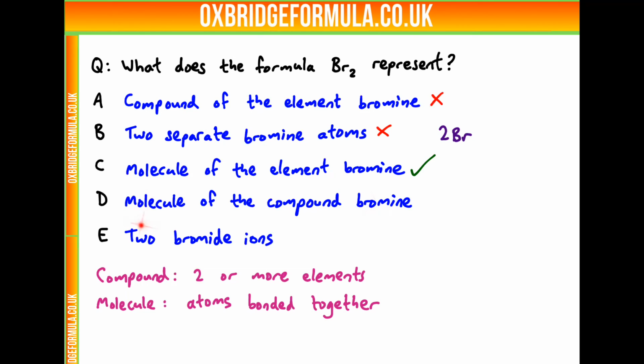So, molecule of the compound bromine, what's the problem here? Well, bromine itself is not a compound, it is an element, and so this is just the wrong choice of words because of reasons that we've just outlined. And then for E, two bromide ions, what would this look like if this was actually the case? So again, we'd have this big 2 in front of it, and bromide ions carry a negative charge. So we've shown that C is the strictly accurate way of describing what's represented by Br2. So this is our final answer.